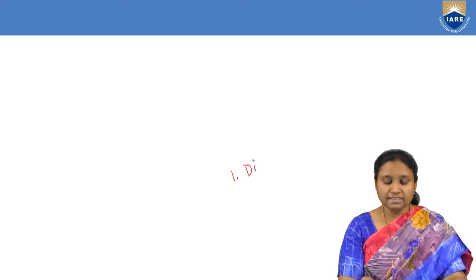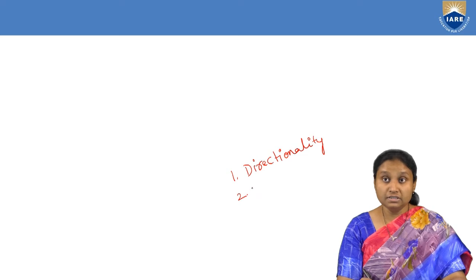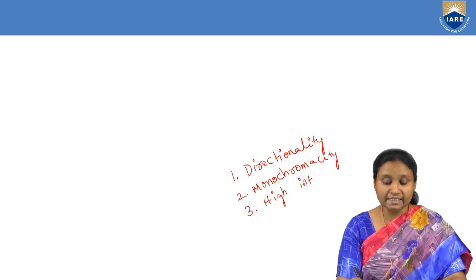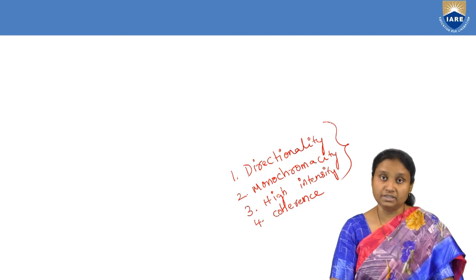First property of laser is directionality. The second one is that it is monochromatic, or it is also called monochromacity. The third property is that it is highly intense, so it has high intensity. And the fourth property of laser is that it is coherent. So these are the four important characteristics of laser which make it completely different from a normal light source.